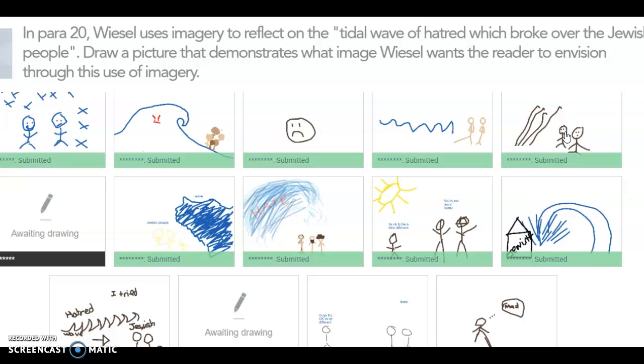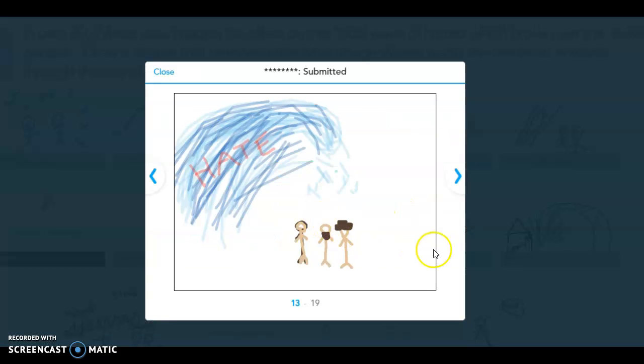So the first thing you looked at was that quote, a tidal wave of hatred, which is actually not just imagery, but a metaphor. So I asked you to draw a picture of what you envisioned through this language of the tidal wave of hatred. Because what's hard about rhetorical devices is first you have to identify the meaning of them and then analyze how they impact the reader. So just a couple of your drawings.